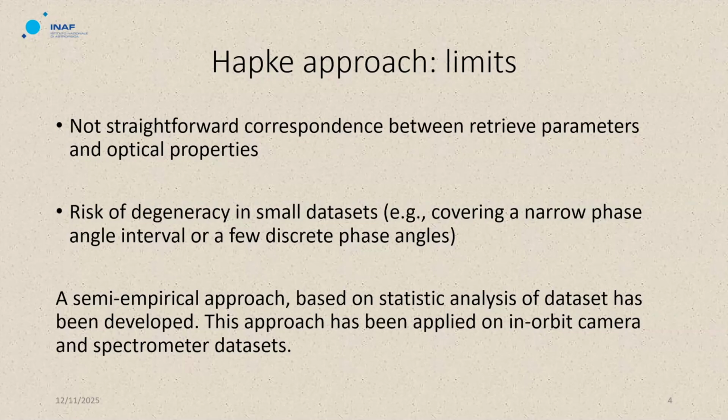We have 5 parameters, so 5 unknowns. If we have a small data set, for example, if we are looking at a small region and not an entire asteroid, or a restricted phase angle range, we risk having degeneracy. These parameters have a large uncertainty and are not well determined.